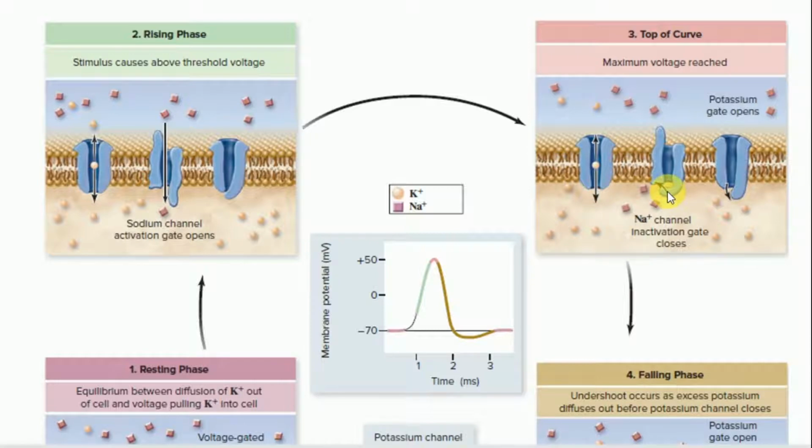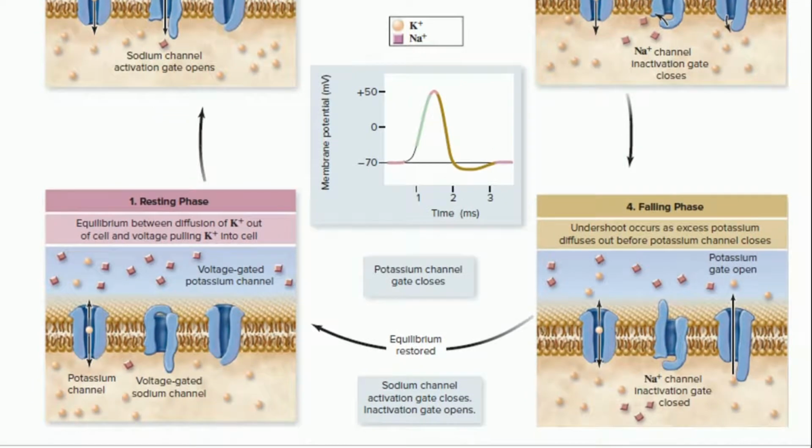Here the sodium channels close and the potassium channels open. This diagram shows what happens. The sodium closes and the potassium opens. So after opening, the potassium ions move and the graph falls. What happens actually is that the graph falls to hyperpolarization, the falling phase, and an undershoot occurs as excess potassium diffuses out because the potassium channel closes slowly. So after there, the sodium channel will close, and then the potassium channel will allow the potassium to move out.